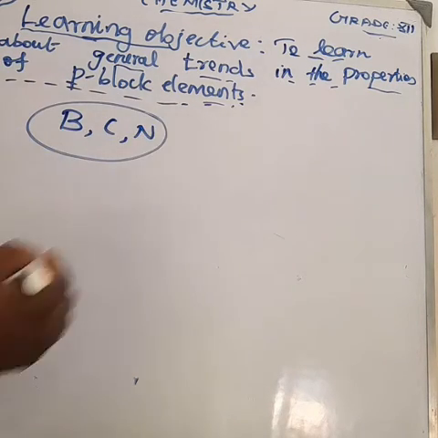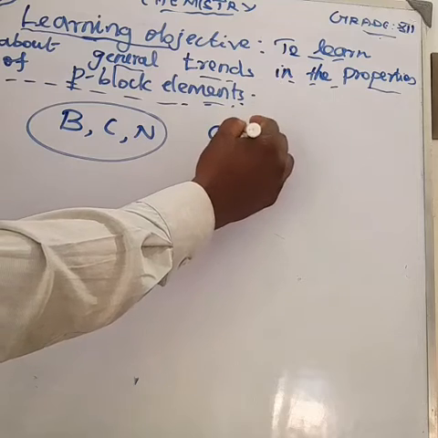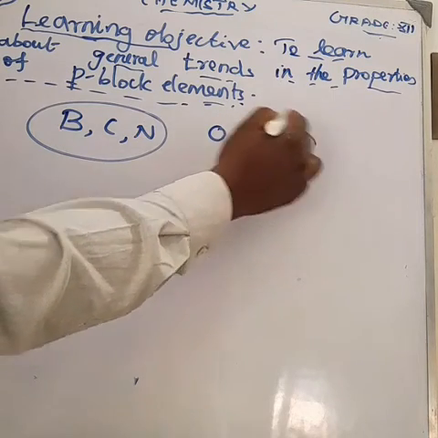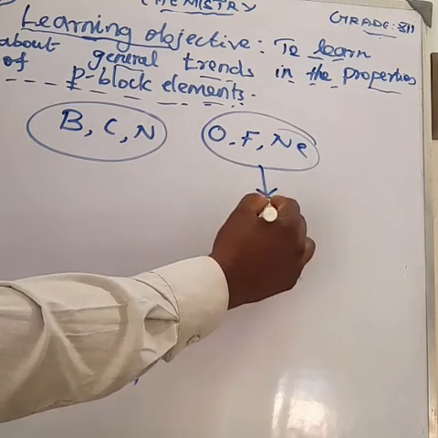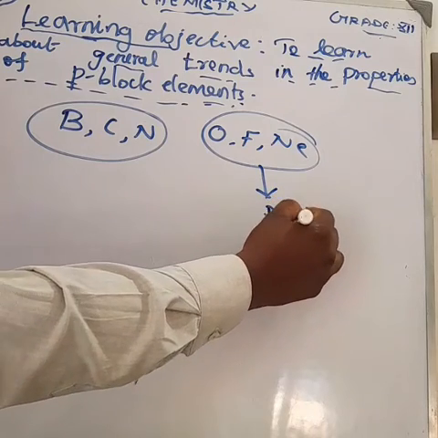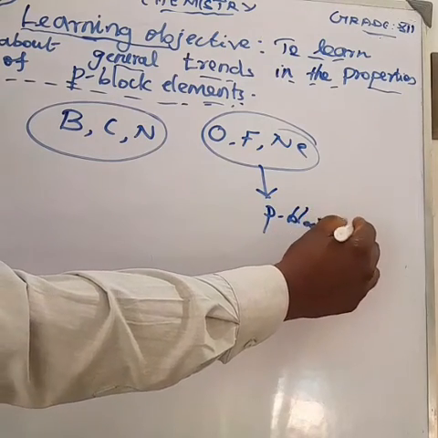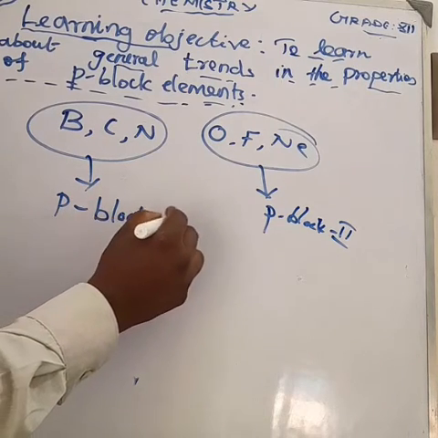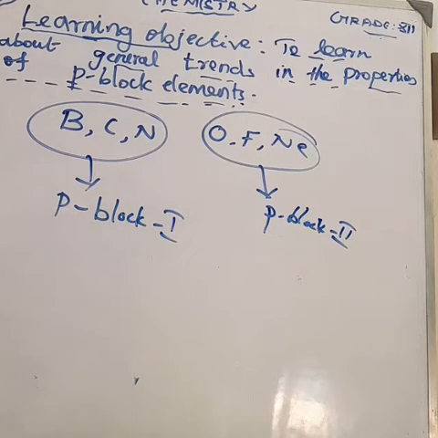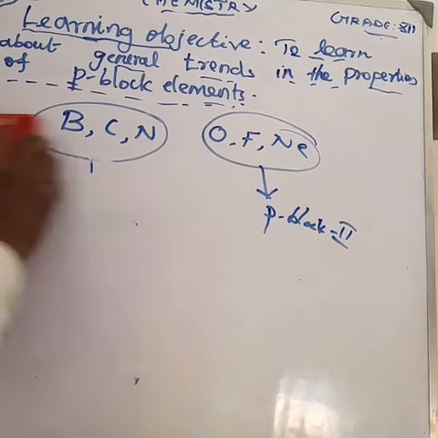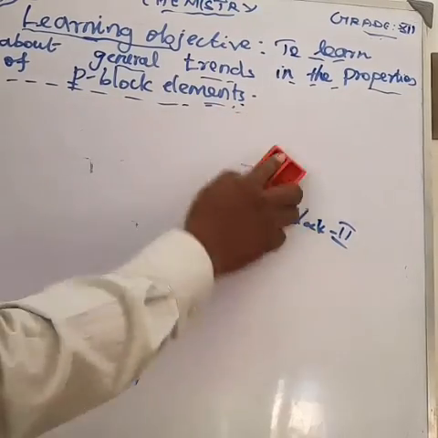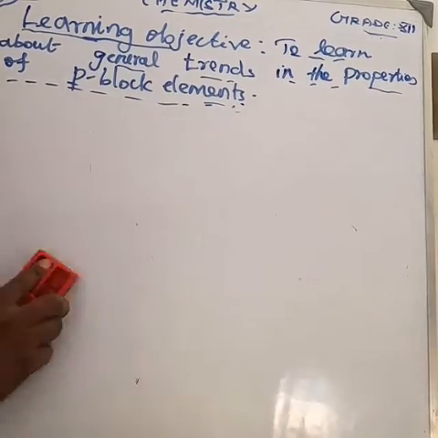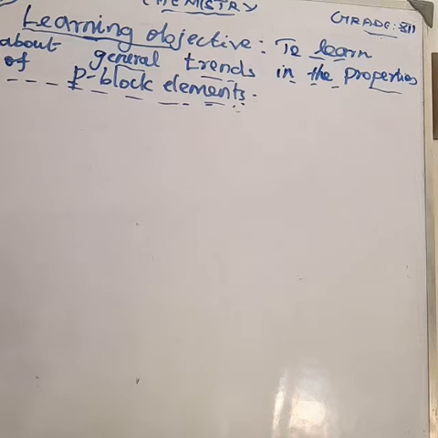Okay, the remaining ones, oxygen, fluorine and the noble gases, we will learn in the next lesson, P block element 2. In this first lesson, P block element 1, we are discussing only the boron family, carbon family, and nitrogen family. What is the boron family? Group number 13. What about the carbon family? Group number 14. What about the nitrogen family?